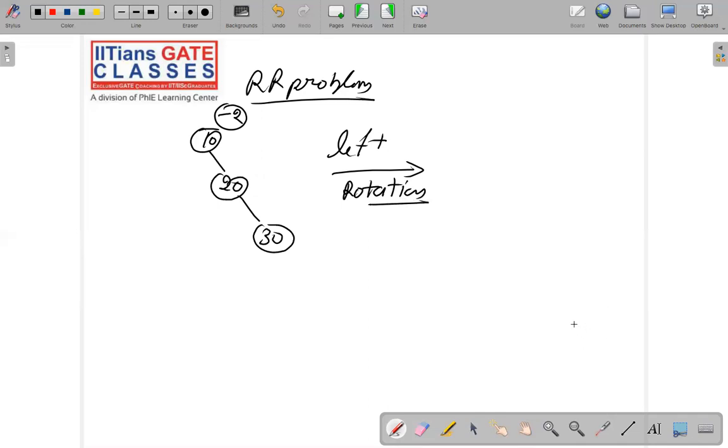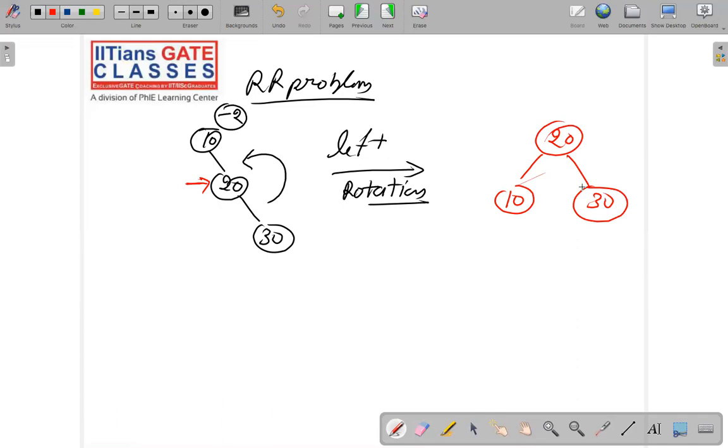Okay, left rotation. In the left rotation, we will rotate it like this on the left side. You can consider that this is a hinge, and we are rotating it on this hinge. So after left rotation, it will look like this: 20, 10, and 30.